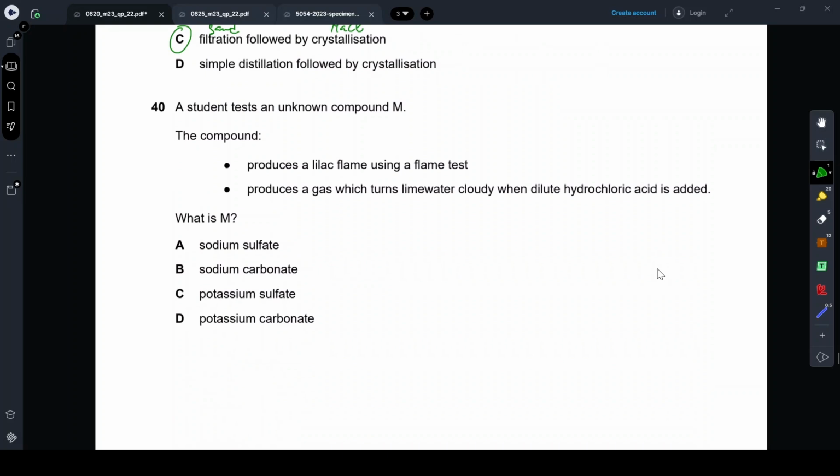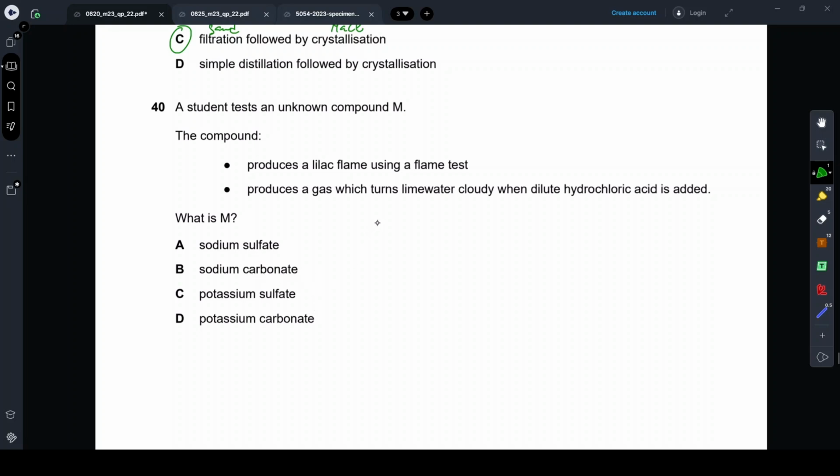And finally, a student tests an unknown compound M. The compound produces a lilac flame in a flame test and produces a gas which turns lime water cloudy when dilute hydrochloric acid is added. What is M? B or A?